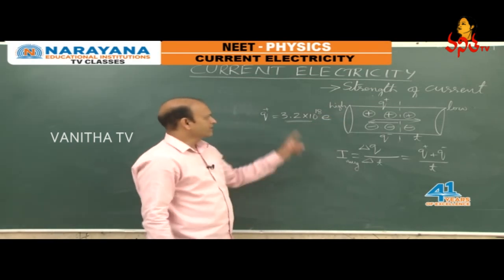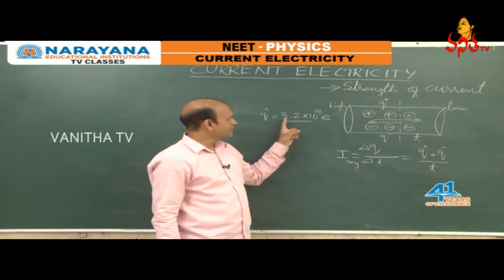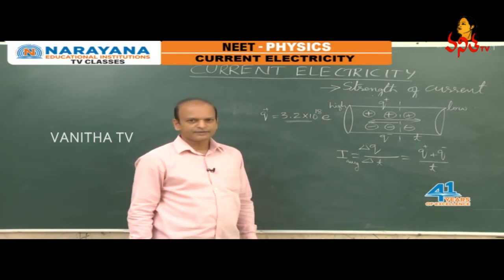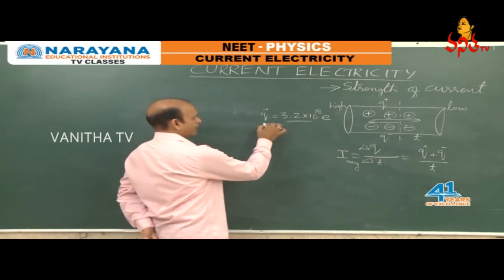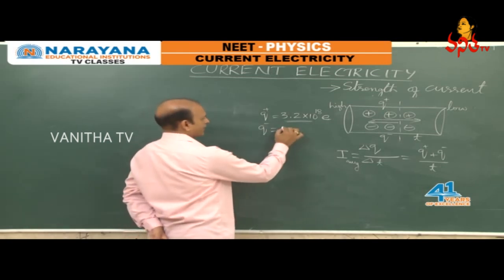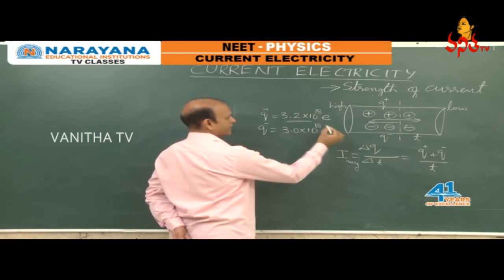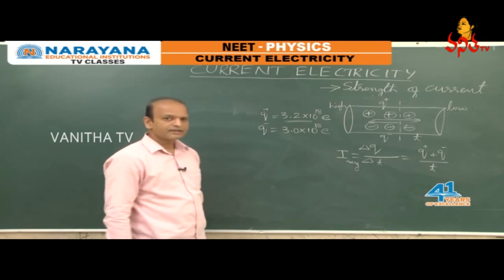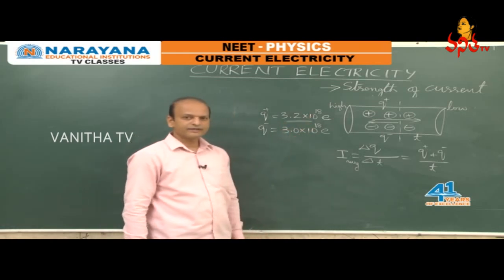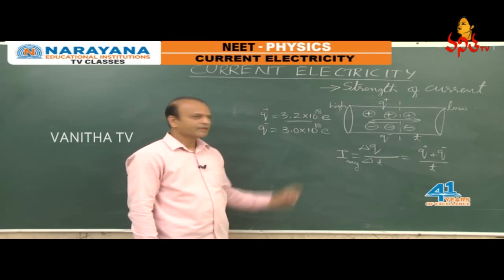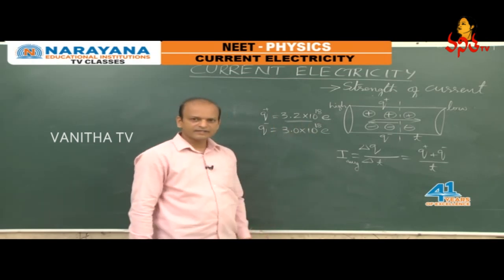Okay, what is the total amount of charge passing? Positive charge is 3.2 into 10 to the power of 18 times the electron charge. If the negative charge is 3.0 into 10 to the power of 18 times the electron charge, that is the magnitude of the two charges, right? These are the charges passing in 1 second. Within 1 second, these are the charges passing.